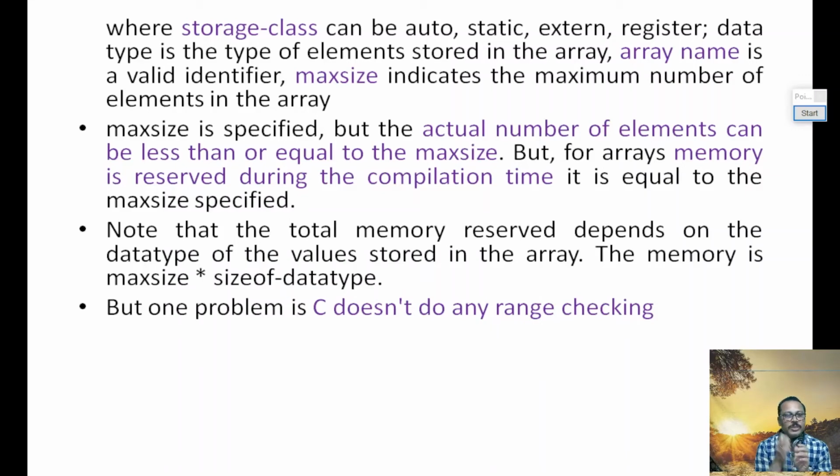But the actual memory that is reserved depends on the size of the data type. So max size times the size of the data type. In the case of integer, assuming 2 bytes, if you specify the array max size as 10, then 10 into 2, that is 20 bytes will be reserved. In the case of float, if it is 4 bytes, 10 into 4, that is 40 bytes will be reserved, and 40 bytes should be available in the memory.